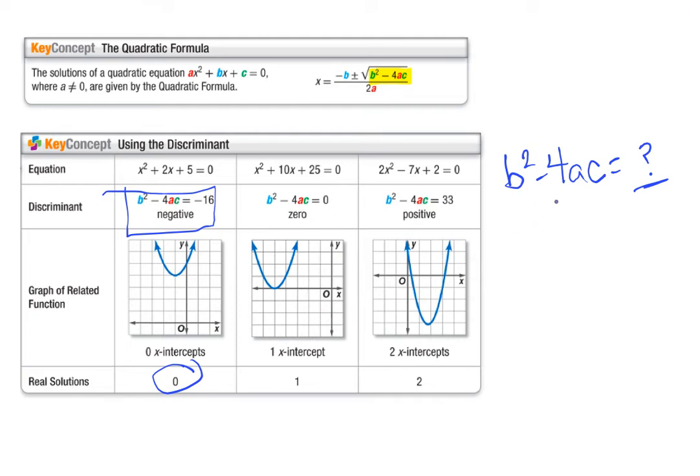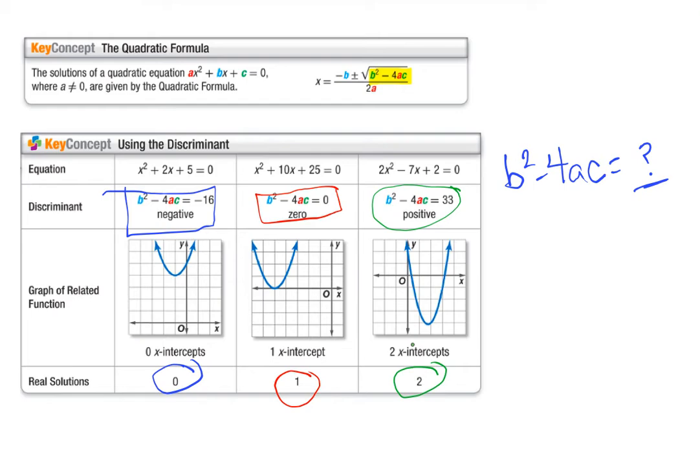If you do b squared minus 4ac and you get a 0, then you have 1 real solution. That means that the vertex just touches the x-axis just once, and that's your only solution. And then if you do b squared minus 4ac and you get a positive number, okay, doesn't matter if it's positive 100 or positive 2/3, as long as it's positive, you're going to have 2 real solutions.